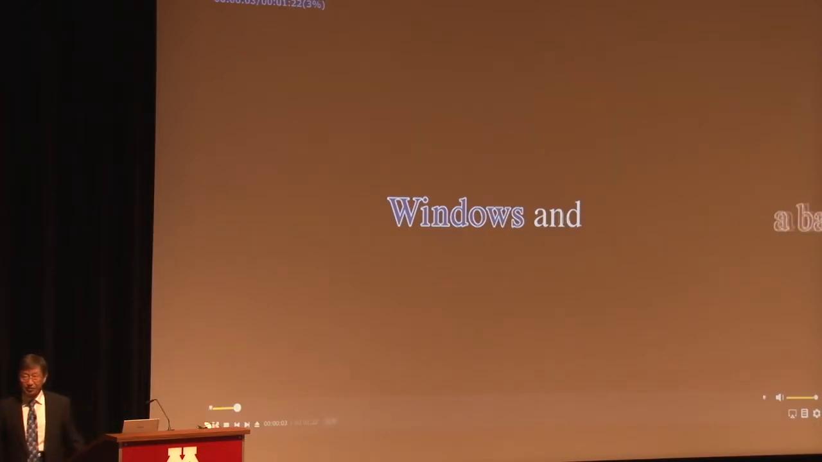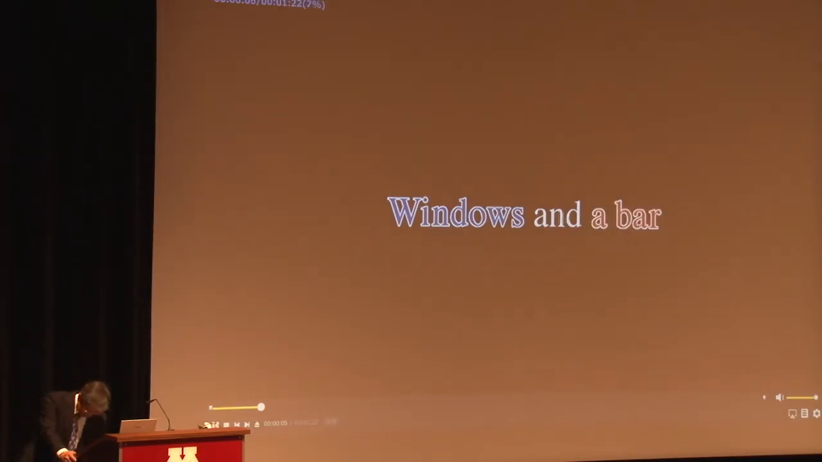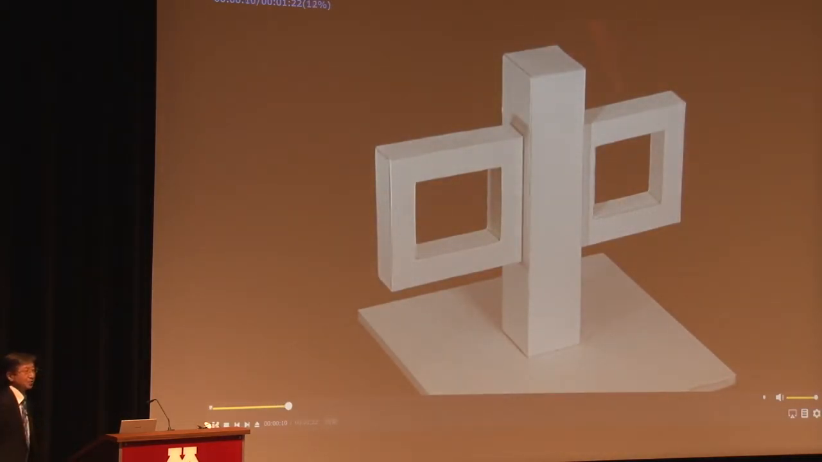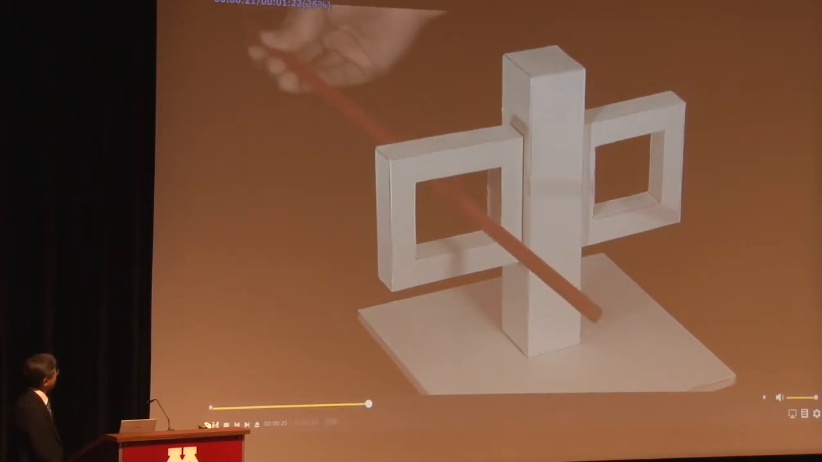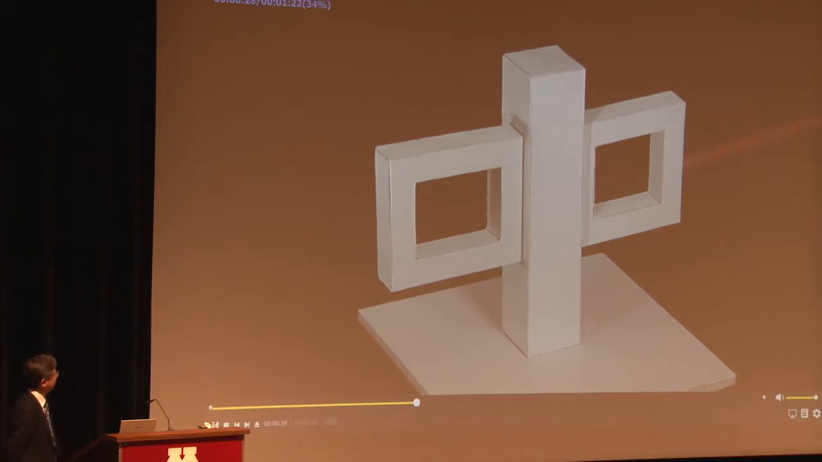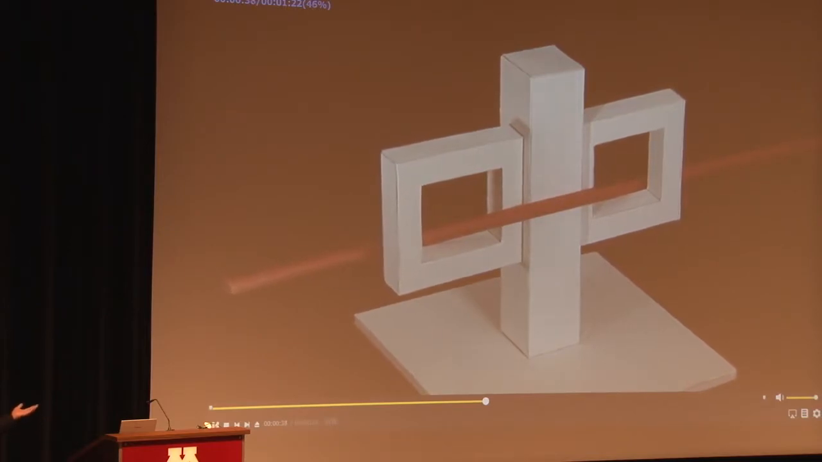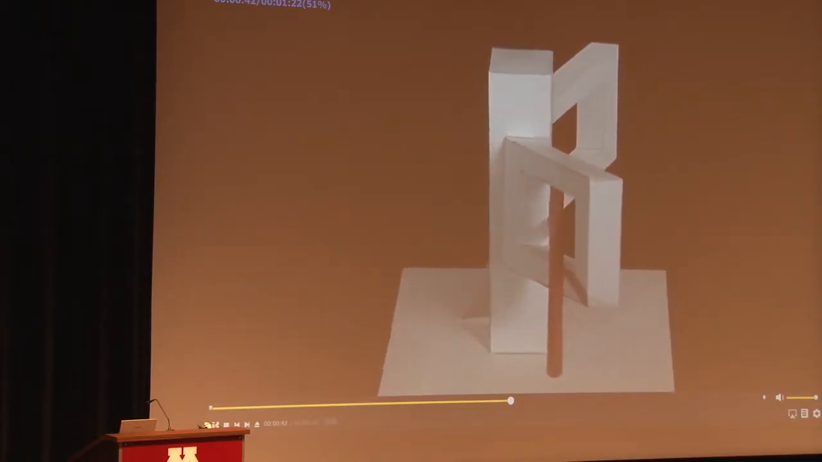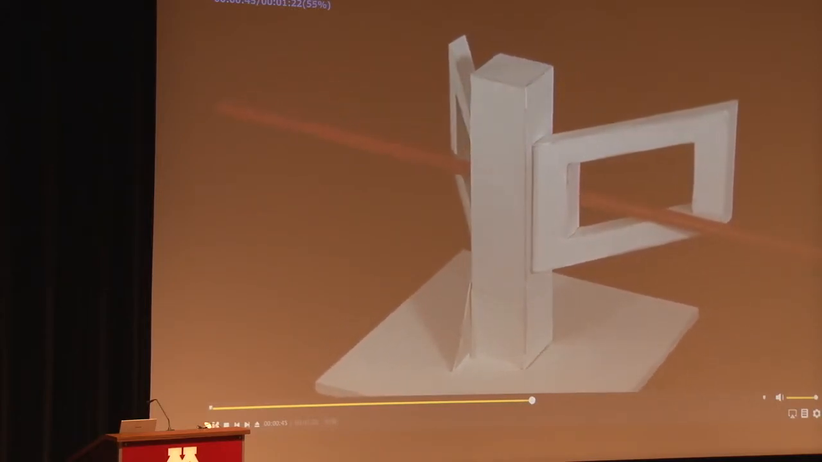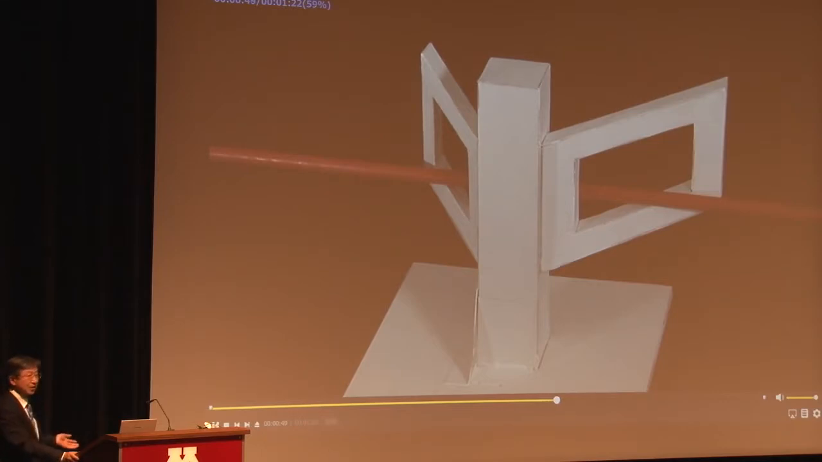In this case, the object looks ordinary, but when we add motion, the motion looks impossible. Vertical pole and rectangular windows on both sides. And now the moving lead rod is a straight, hard rod, but it can penetrate the two windows simultaneously in this way. The motion looks impossible, but if we rotate, we can understand that the motion does not change the physical law. Instead, the object itself is different from what you perceive.